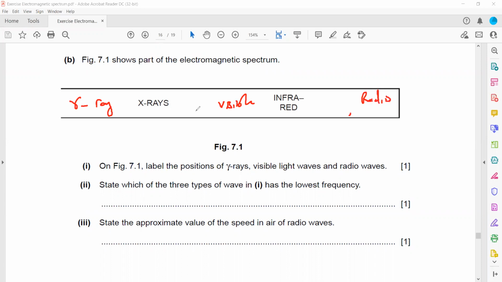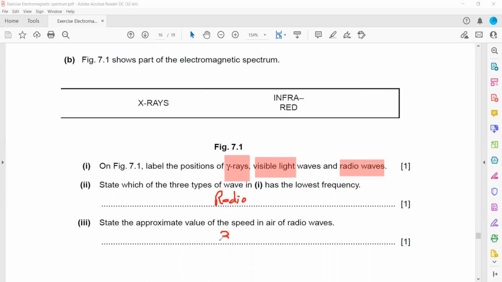We don't have to mention UV and micro as they did not ask for that, so it does not have any mark. State which of three types of wave has the lowest frequency. So which one is having the lowest frequency in these three? The gamma, the visible, or the radio? So the radio is having the lowest frequency and the highest wavelength.